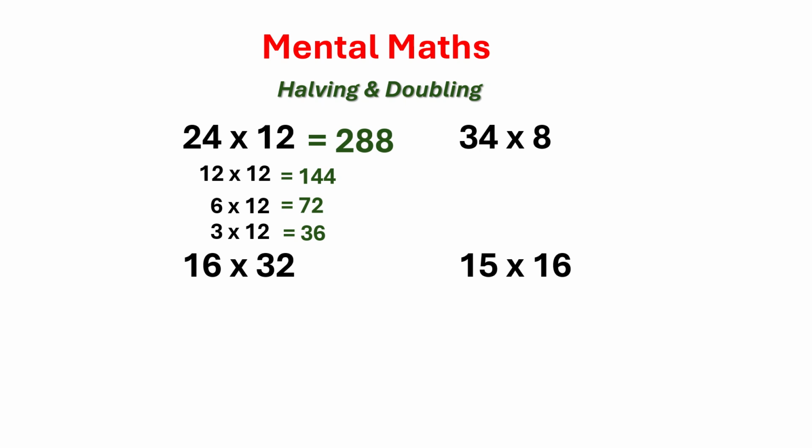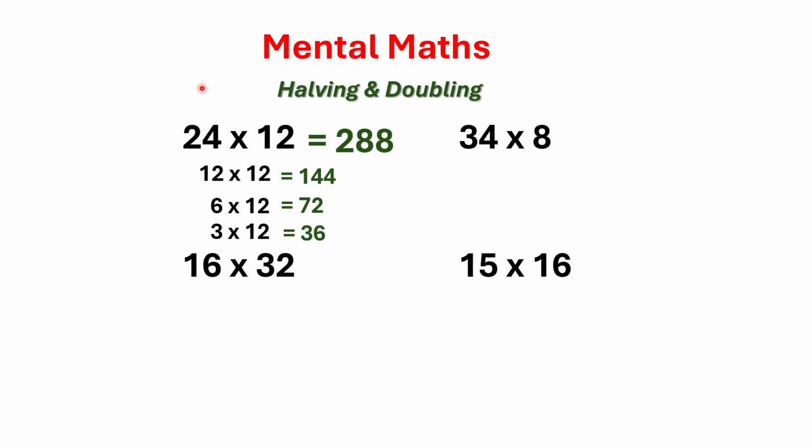When I say mentally, that means you don't need to write all these. You will just do it in your head, quickly. You see the question, 24 times 12, you don't know it, just quickly in your head do 12 times 12, you don't know it, so do 6 times 12, you don't know it, so do 3 times 12, and then keep doubling until you get to the answer. Let's look at another example.